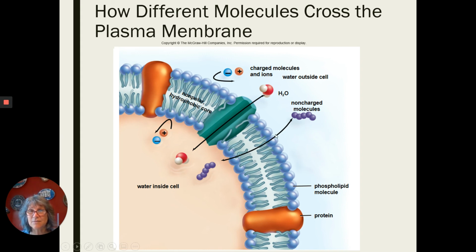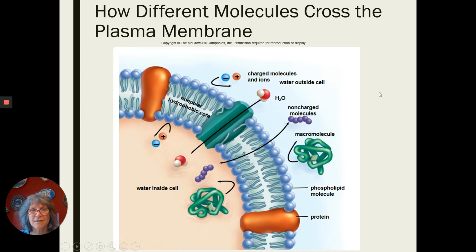Non-charged molecules that are small enough to fit through here can pass right through the phospholipid bilayer. If they're very large, they won't be able to get through, so they're also going to need a specialized protein doorway. So my ions and charged molecules and things that are too big will need either a specialized doorway, or if it's a very big macromolecule, we might use endocytosis to get it in, or exocytosis to get it out. Wrap it in a vesicle.